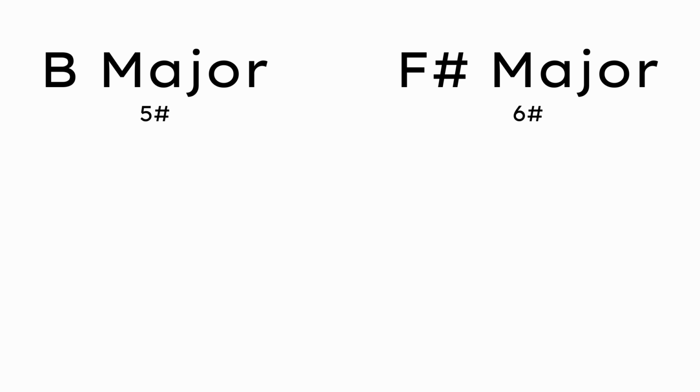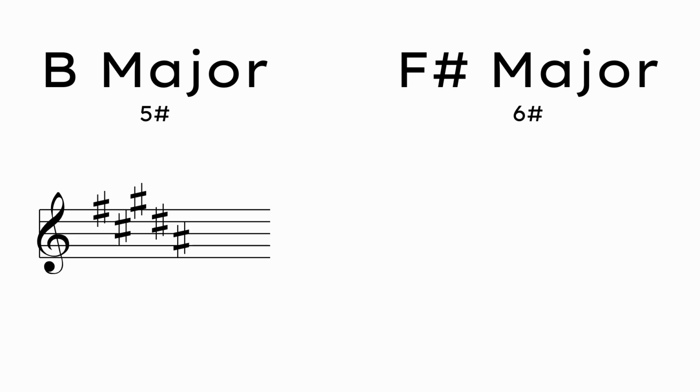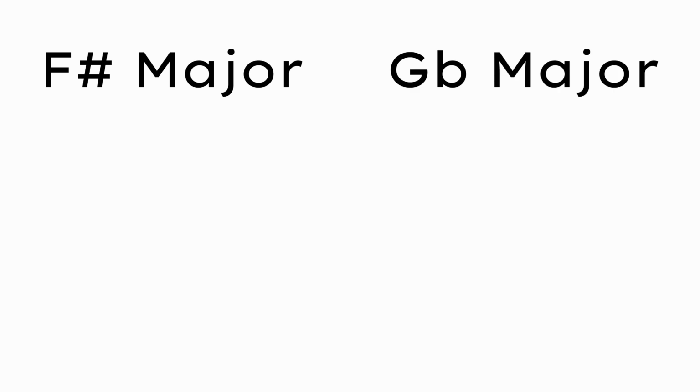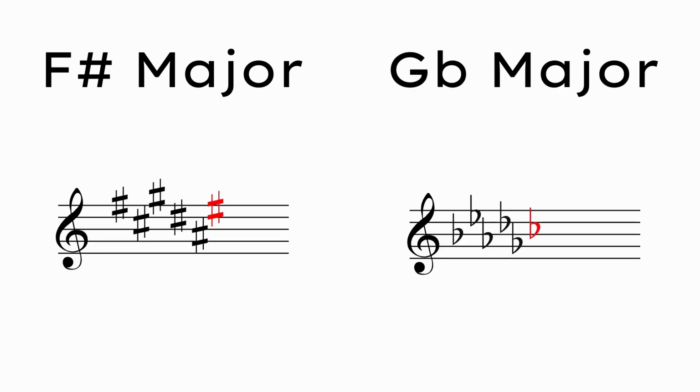The sharp notes in B major are F sharp, C sharp, G sharp, D sharp, and A sharp, and the sharp notes in F sharp major are F sharp, C sharp, G sharp, D sharp, A sharp, and E sharp. In a previous video, I discussed E sharp, B sharp, C flat, and F flat, and how they were not commonly used due to their enharmonics being easier to read. Unfortunately, in the key of F sharp major, as well as its enharmonic key of G flat major, this cannot be avoided, as F sharp major contains E sharp, which is the same as F natural, and G flat major contains C flat, which is the same as B natural.